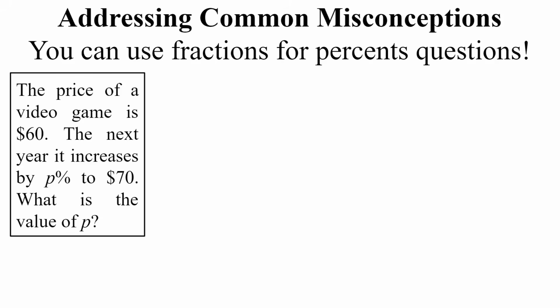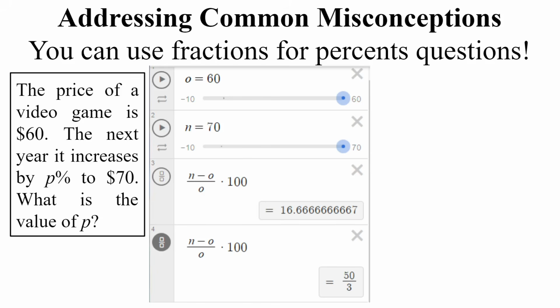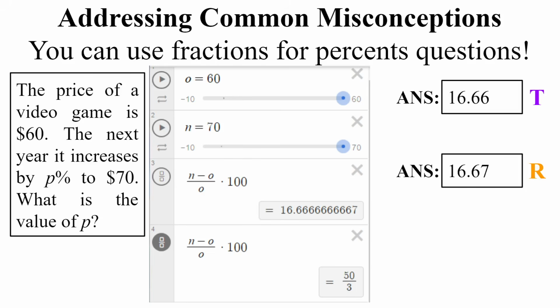So we're going to use the equation I talked about in my percents video: new minus old over old times 100. The old or original is 60, the new is 70. New minus old over old times 100 gives me these two answers for decimal and simplified fraction. Truncated to 5 characters would be 16.66. Rounded to 5 characters would be 16.67 because we round up, because the number to the right, 6, is 5 or bigger.